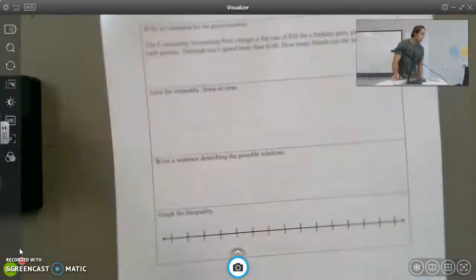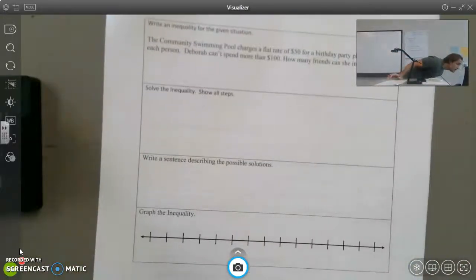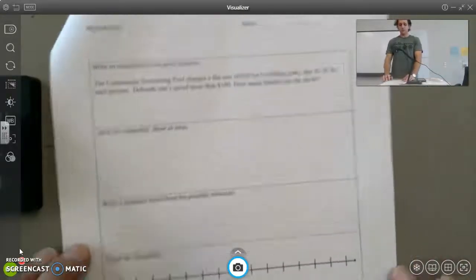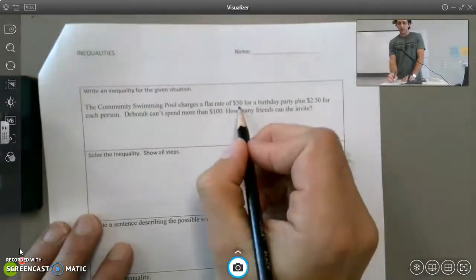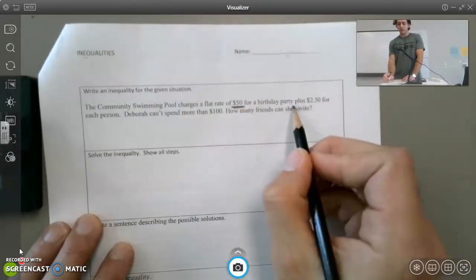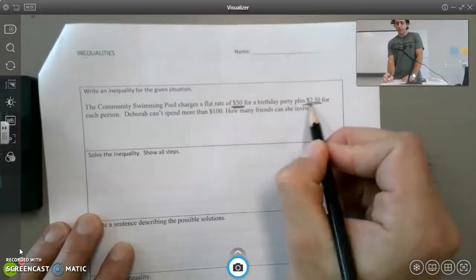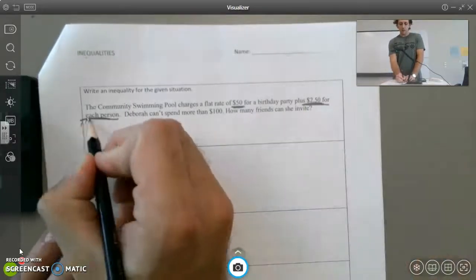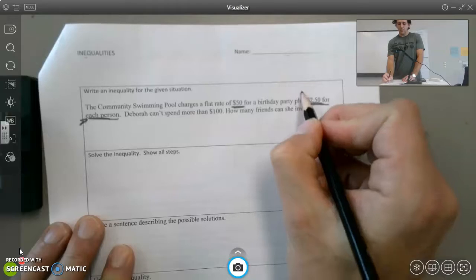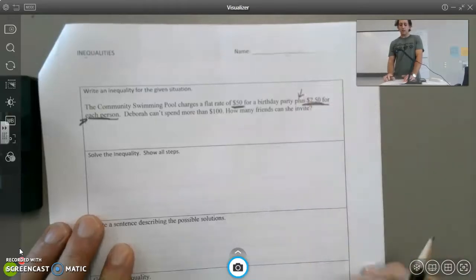All right, see if we can get one more question in. Yeah, we have plenty of time. Good. The community swimming pool charges a flat rate of $50 for a birthday party, plus $2.50 for each person. There's each again. That tells us, and here's plus again, so this kind of helps us to set up our expression.